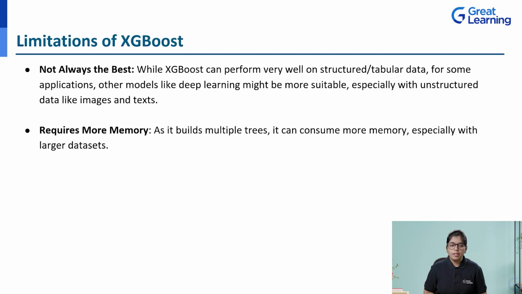The last limitation we have here is that it requires more memory. As it builds multiple trees, it can consume more memory, especially with large data sets. If you have a large data set and you use XGBoost, you will create multiple decision trees, and based on that you get multiple predictions. At the end you have to work out the average of those many predictions, right? Only then will you get the average of all the predictions and come to the conclusion of what the final and best prediction is. Following these many processes obviously takes time, and when it takes time, it will consume more memory. So it requires more memory. That is also a limitation of XGBoost.